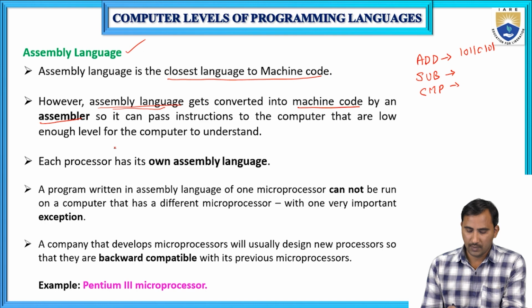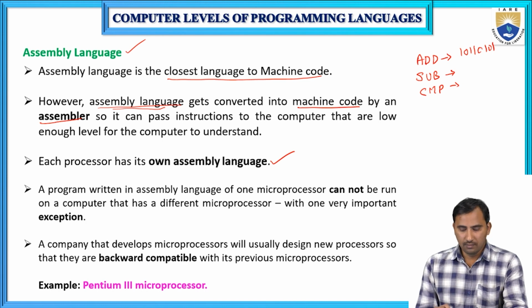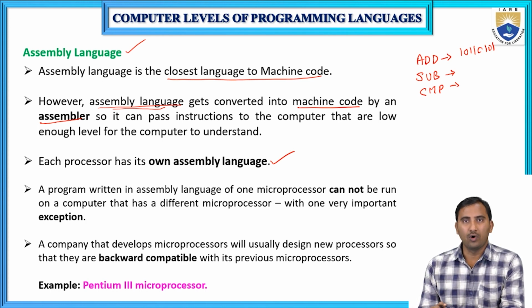Each processor has its own assembly language. So we are using different types of processors, like the Pentium processor, 8085, 8086, 80286, 386, 80486, Pentium Pro, Pentium 2, 3. Like that, different processors are there. All these different processors have their own instruction set. That means they have their own instructions.